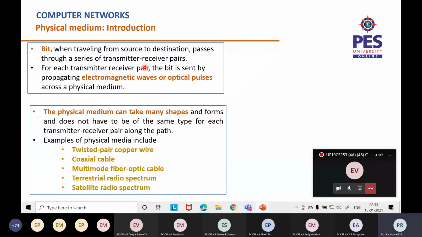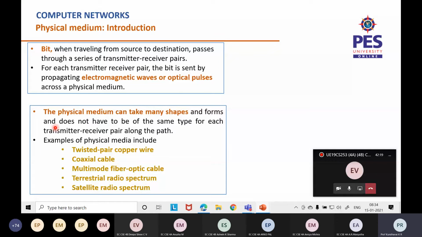Optical pulses in the case of fiber optics, across the physical medium. So when it comes to sending from a source to destination, it is not always one single physical medium. For example, in between there could be any number of switches and routers between the source and the destination. So the physical medium can take many shapes.